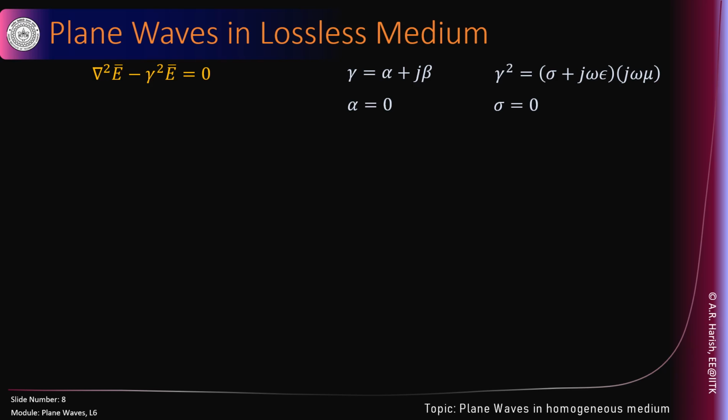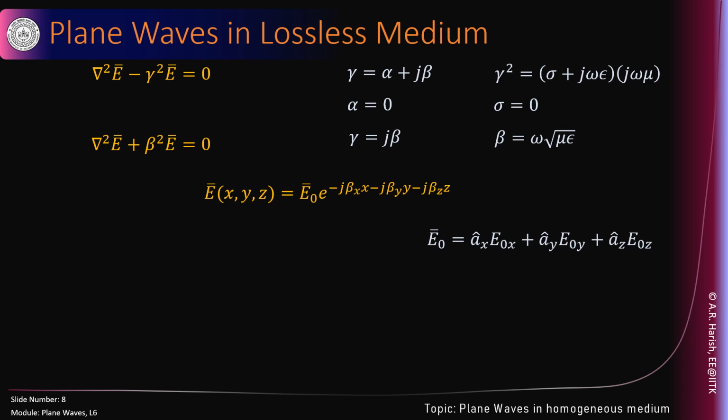If sigma is 0, straight away you can say that alpha will be 0 because there is no loss. Therefore, gamma equal to j beta and beta will be equal to omega times root mu epsilon. We had shown this before. If you have forgotten, you can straight away see it or do it, no problem. Therefore, the differential equation reduces to del square E plus beta square E equal to 0, and the solution will be of this kind.